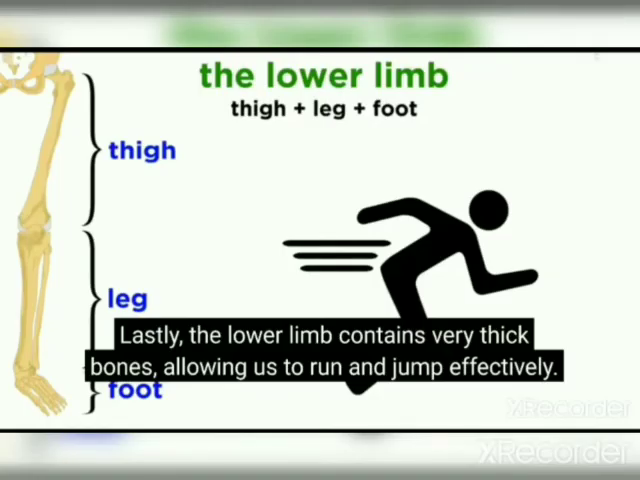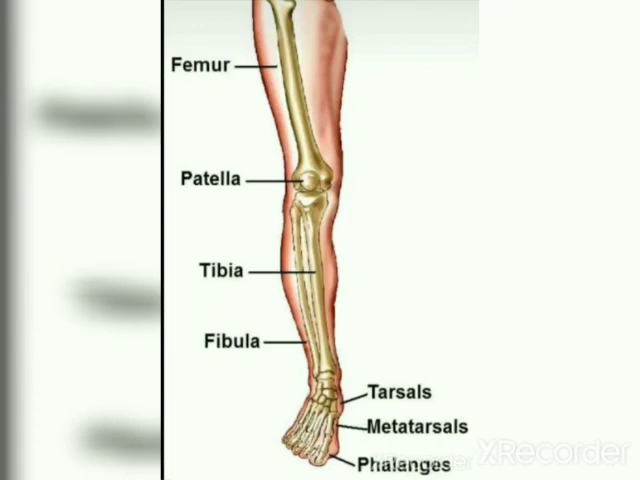Now let's talk about the lower limb. The lower limb is also divided into three parts: thigh, leg and foot. The lower limb contains very thick bones, allowing us to run and jump effectively. So these are the bones present in the lower limb. The upper bone is called the femur, then patella, tibia and fibula, and the foot portion is divided into three kinds of bones: tarsals, metatarsals and phalanges.